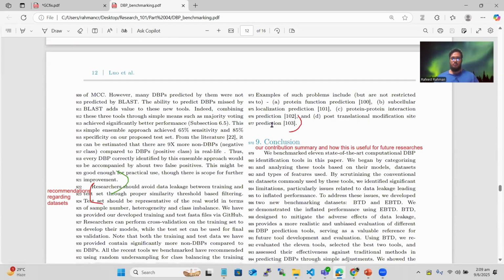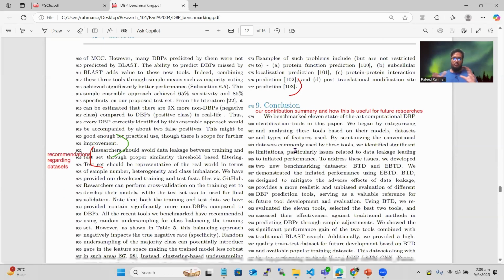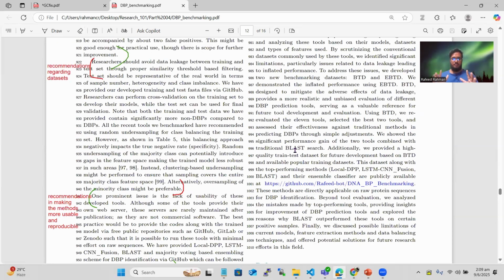And finally, we go to the conclusion section where we talk about our contribution summary and how this is useful for future research. So that is basically all about the story. So it's a nice story basically. And when you write the paper, you can actually arrange your works in this way. So method paper, benchmarking paper, these are the most common types of papers that you will work on, especially as early career researchers. So I think these should be good enough for you.